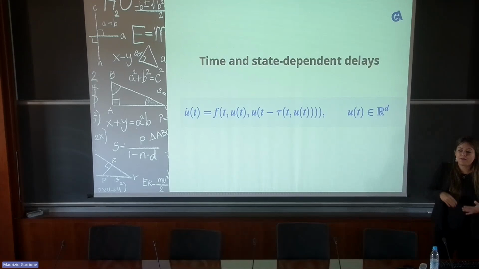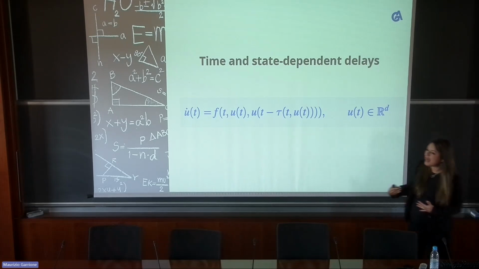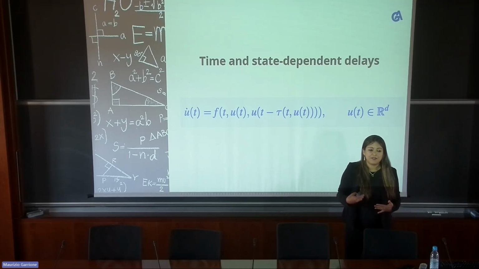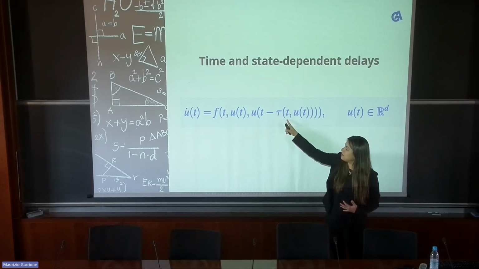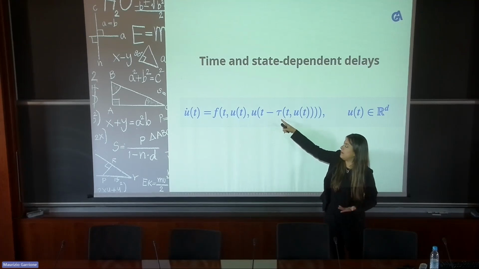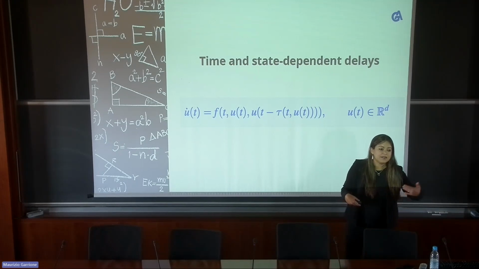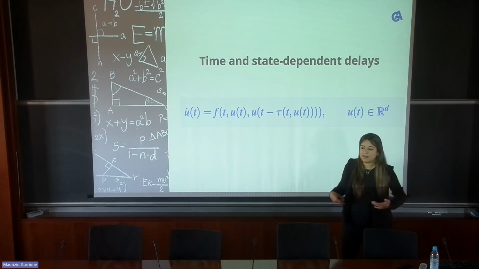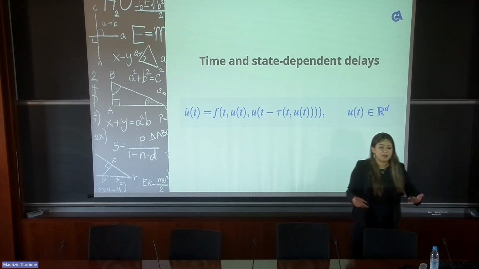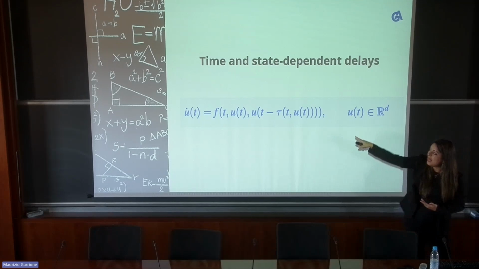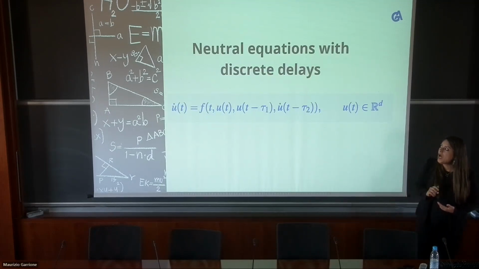But we can also have much more complex types of delays, like time and state dependent delays, which means that now your tau, your delay, is no longer constant, but is a function that depends on time and can also depend on the state. When it only depends on the state, it's called state dependent delays. When it depends only on time, it's time dependent delays, but it can also depend on both time and state, like in this case here.